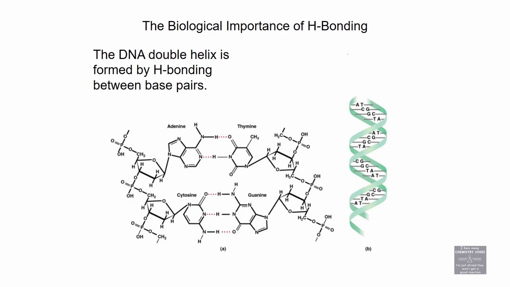The reason that the base pairs in our DNA pair the way they do is because of hydrogen bonding. Adenine and thymine are the ones that always pair because there are 2 hydrogen bonding sites between those. Cytosine and guanine are always the ones that pair because there are 3 hydrogen bonding sites between those. The base pairs pair the way they do because of hydrogen bonding. Hydrogen bonding is a big deal.